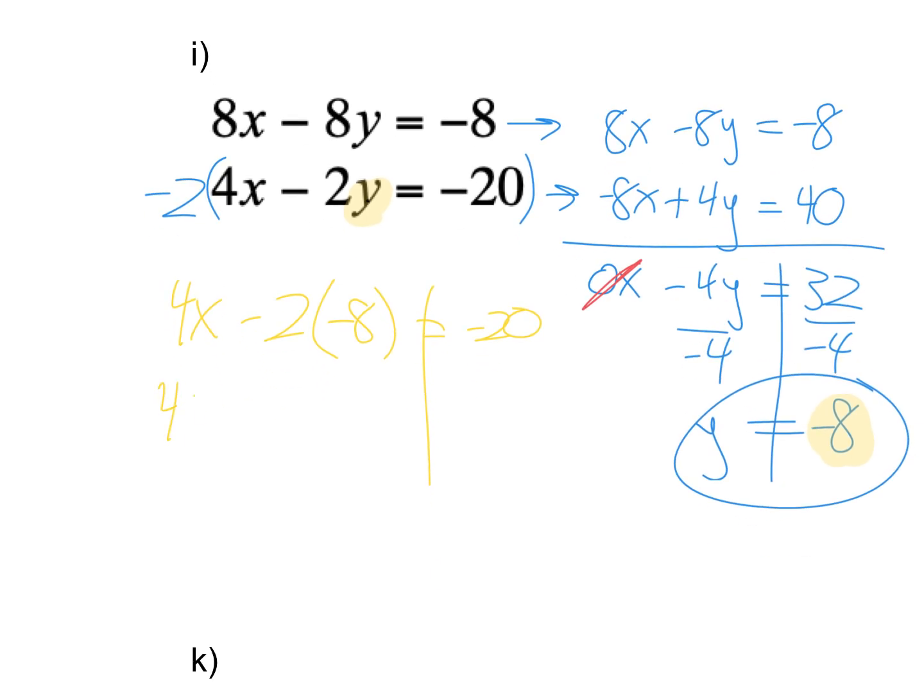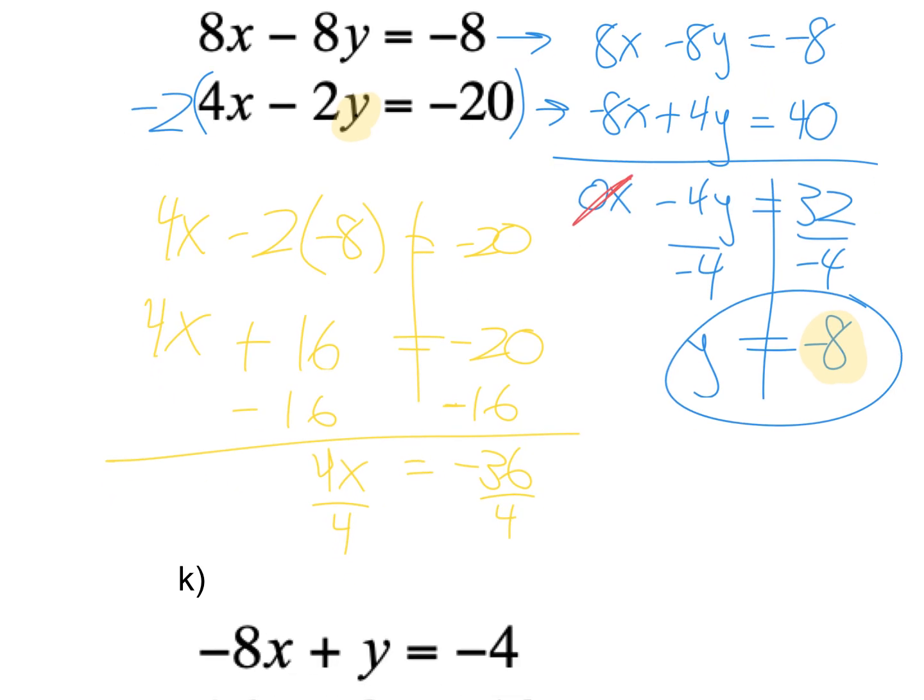Simplifying, I have 4x. Two negatives being multiplied give me a positive, so this is plus 16. I will subtract 16 from both sides to get the variable by itself. So now I have 4x equals negative 36. You can use your calculator when you're doing those bigger numbers. Lastly, divide both sides by 4, and you should get x equals negative 9.